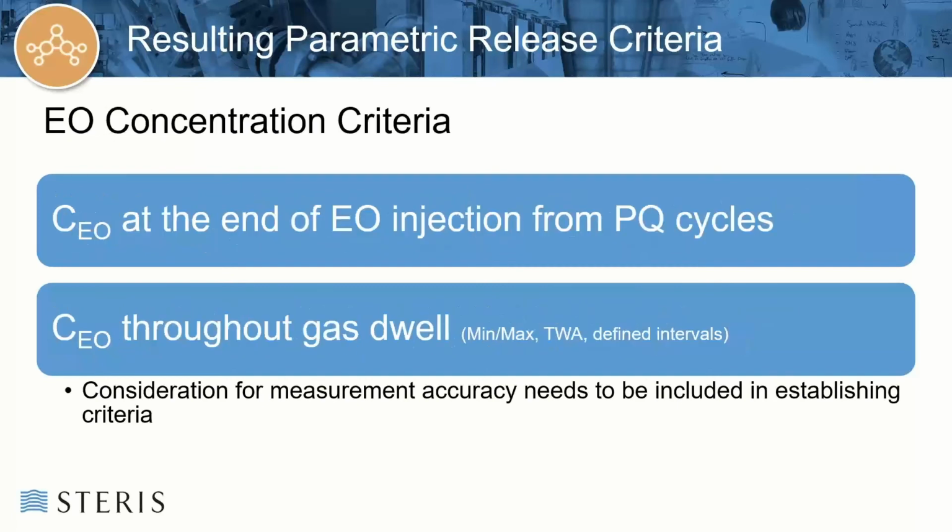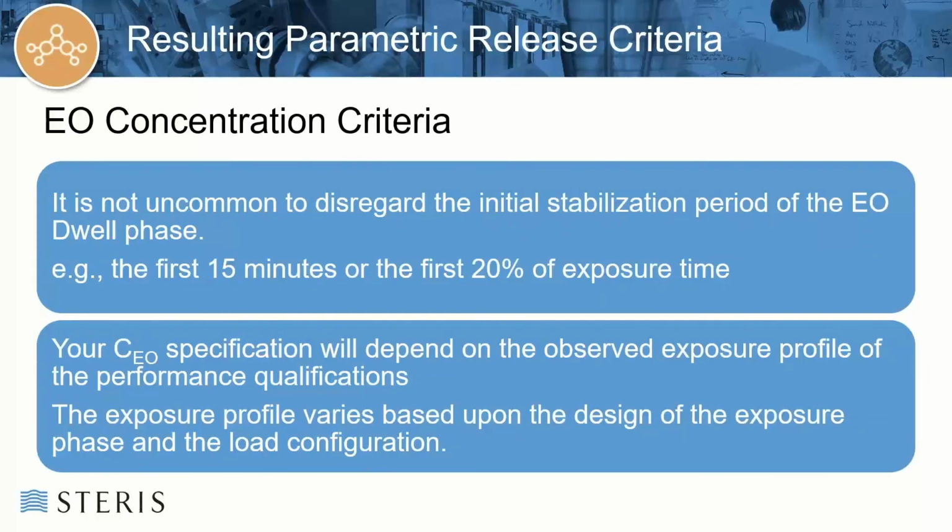Looking lastly at your EO concentration criteria. The concentration at the end of EO injection from PQ cycles. If you recall, the concentration injection of EO is your control measure. Then secondly, your concentration throughout gas dwell, and this can be done through a number of methods. By means of your min-max concentration, by means of a time-weighted average, or with defined intervals. And then lastly, it's not uncommon to disregard the initial stabilization period of the EO dwell phase, the first 15 minutes or first 20% of exposure time.